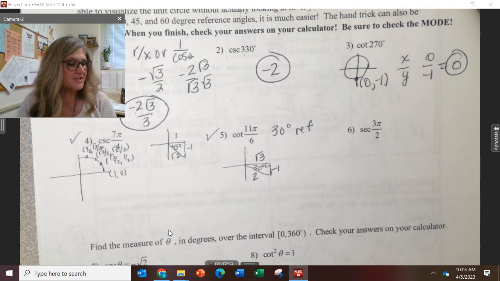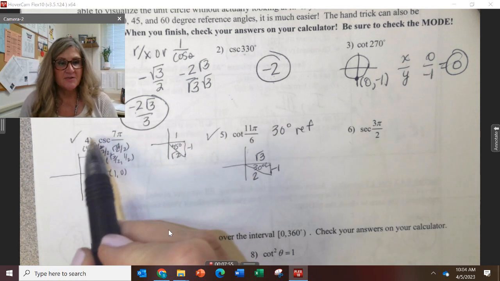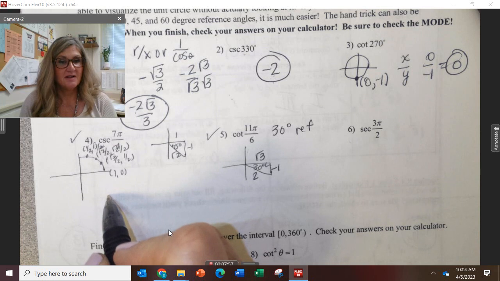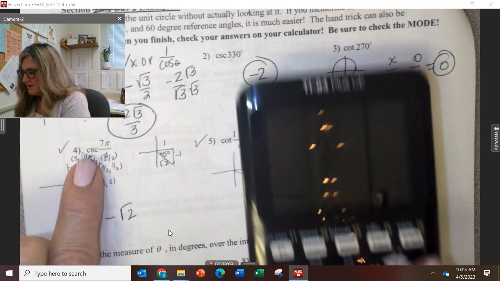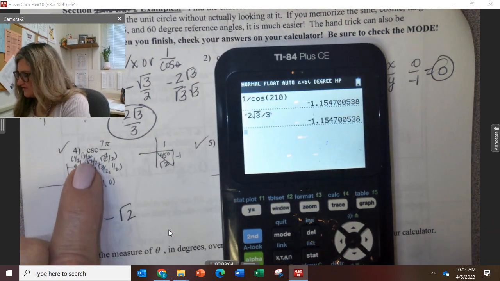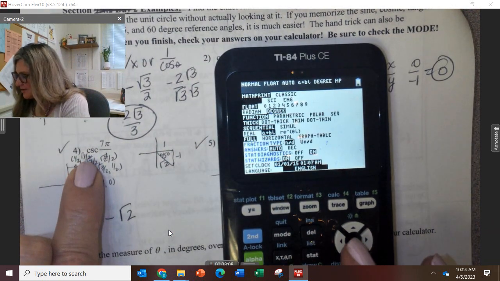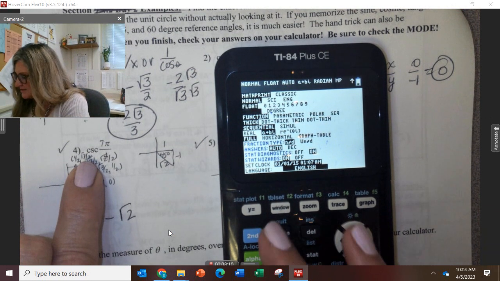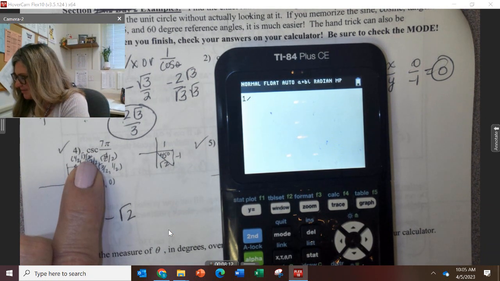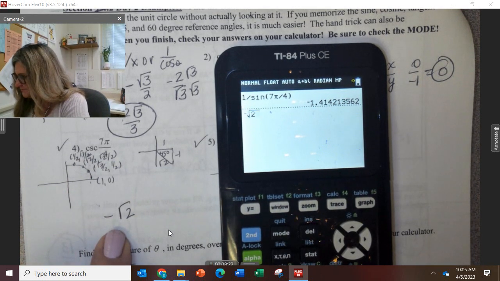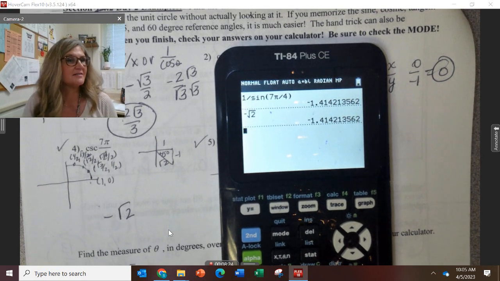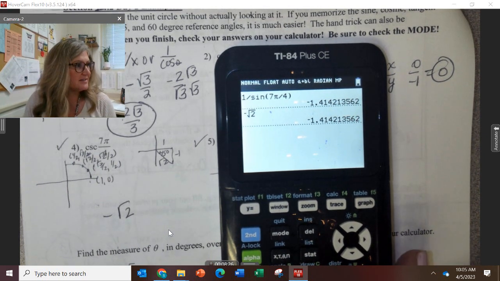All right, let's hear what you think. Nob, did you get number 4? Negative radical 2. Well, let's see if you're right. Cosecant is the reciprocal of sine. So I'm going to go to my mode, I'm going to put my calculator in radians, and I'm going to do 1 divided by the sine of 7 pi over 4. And that's the answer. And you're telling me the answer is negative radical 2. Yep, you are correct. Okay, did you guys get it correct?